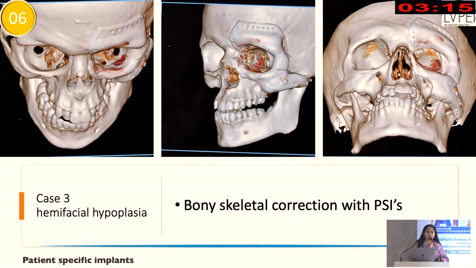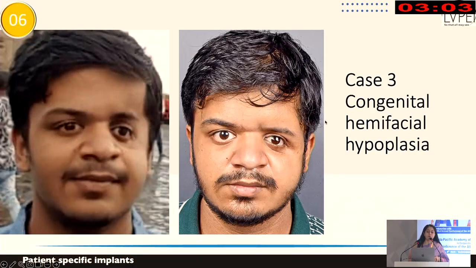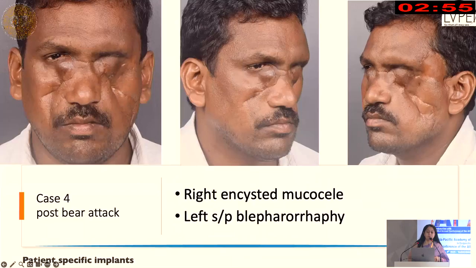Here's another gentleman who had congenital hemifacial hypoplasia, where again the bony skeleton has been corrected with the help of these patient-specific implants to improve the projection of the face, and over that he has a prosthetic eye. Compared to the preoperative picture, you can see that the hollowing has settled down much better.